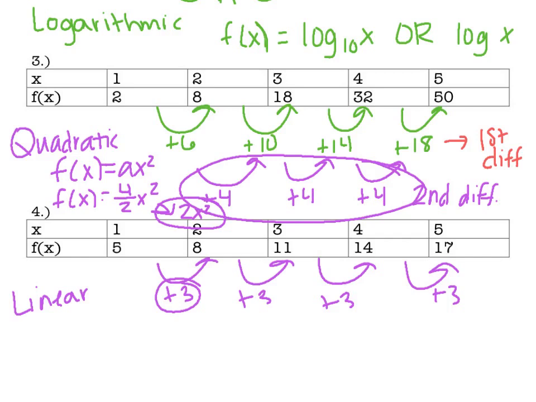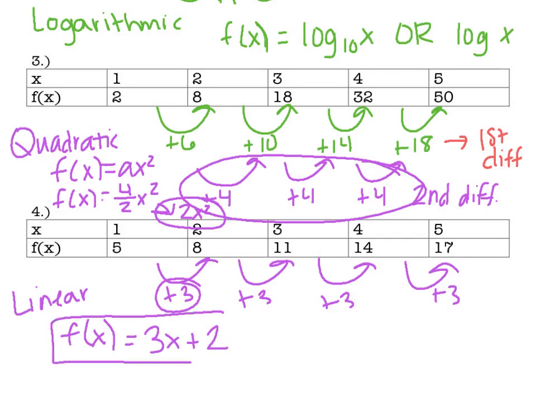And so 3, let's say I can't add 3. 1 plus 3 is 4, not 5. 2 plus 3 is 5, not 8. So I'm going to start out by multiplying by 3. So I'm going to say f of x is 3x. 1 times 3 only gets me to 3. So then I need to add 2. And just to make sure that works, I would say 2 times 3 is 6, plus 2 is 8. 3 times 3 is 9, plus 2 is 11, and that works going across the table.